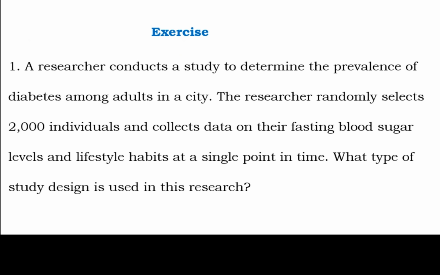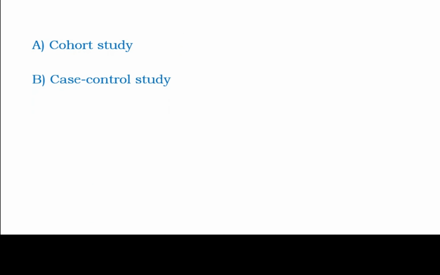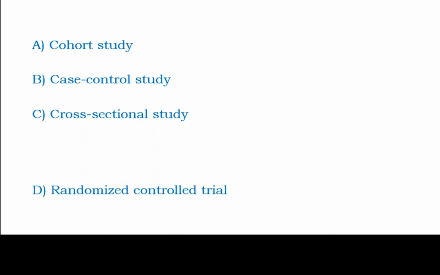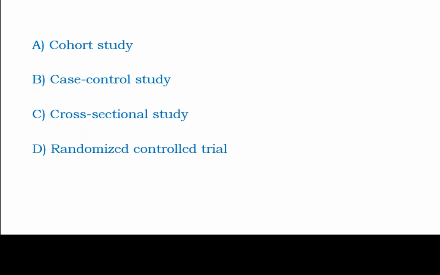A researcher conducts a study to determine the prevalence of diabetes among adults in a city. The researcher randomly selects 2,000 individuals and collects data on their fasting blood sugar levels and lifestyle habits at a single point in time. Based on the above case, what type of study design is used in this research? A. Cohort study design. B. Case control study. C. Cross-sectional study. D. Randomized controlled trial.